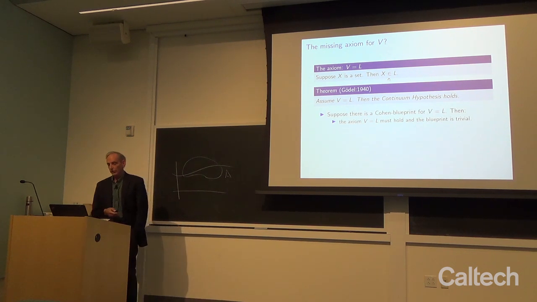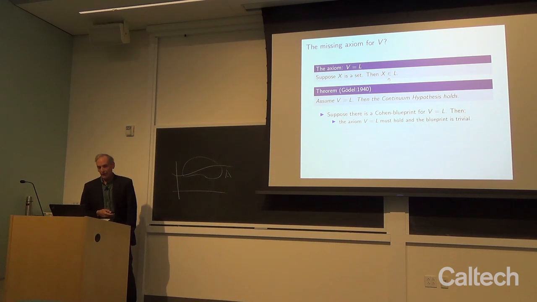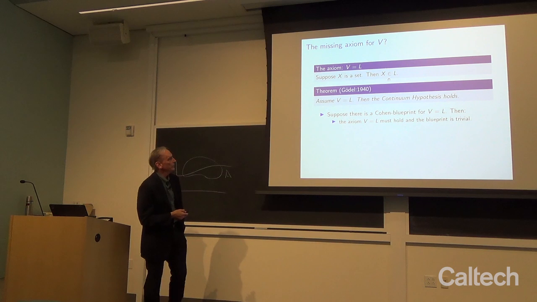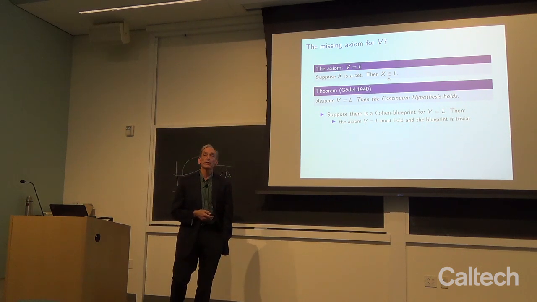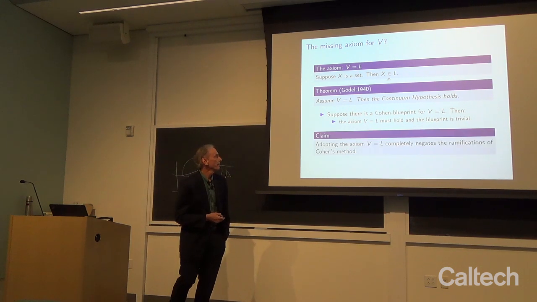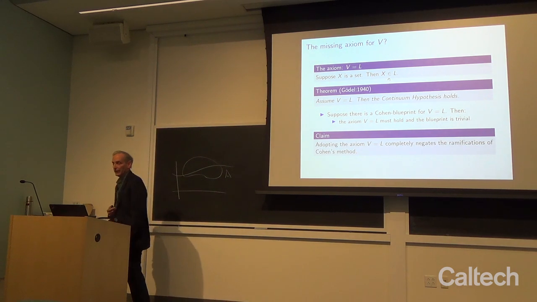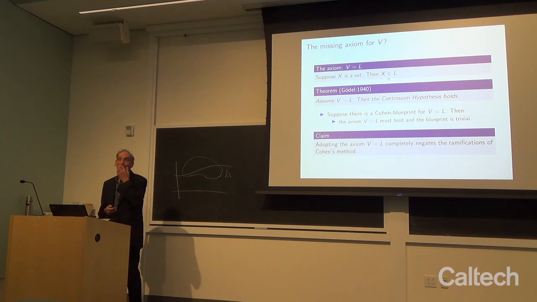Now jumping forward to Cohen's forcing, if you have a Cohen blueprint for V equals L, then the axiom V equals L must already hold and the blueprint is true. Adopting the axiom V equals L completely negates the ramifications of Cohen's method. This looks great.